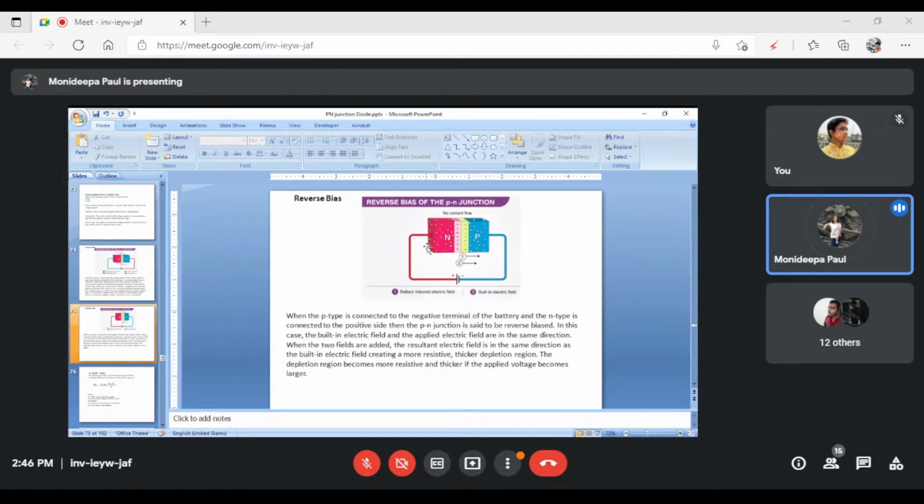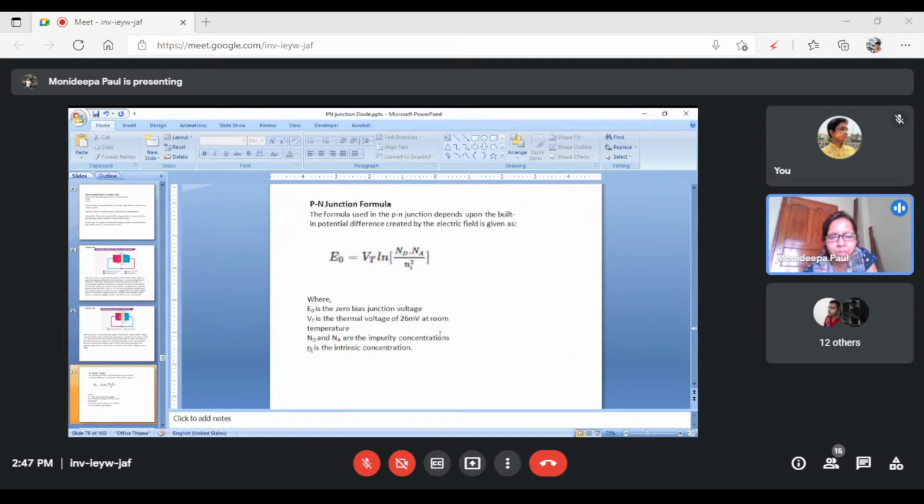So the current flowing through the diode will be less. This is the reverse bias. Any questions about forward bias or reverse bias connection, you can ask me. No doubts, ma'am. Okay. Then this is the formula of the p-n junction, which is not so important.